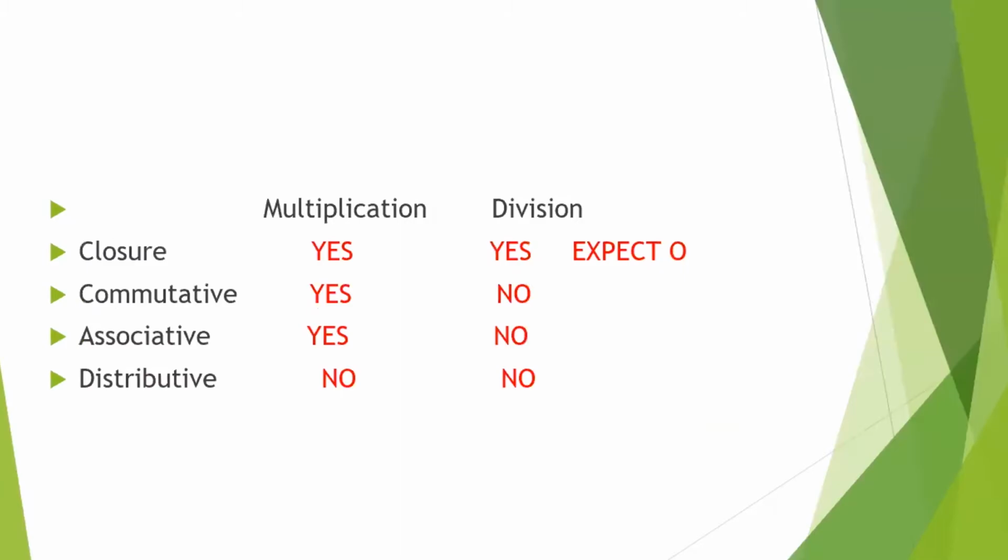Now let us go into multiplication and division. Closure property is satisfied under multiplication and division. In division, except 0, it is satisfied for all the numbers. In commutative property, it is satisfied in multiplication but not satisfied in division. In associative property, it is satisfied in multiplication but not in division. In distributive property, it does not satisfy in any condition, neither multiplication nor division.